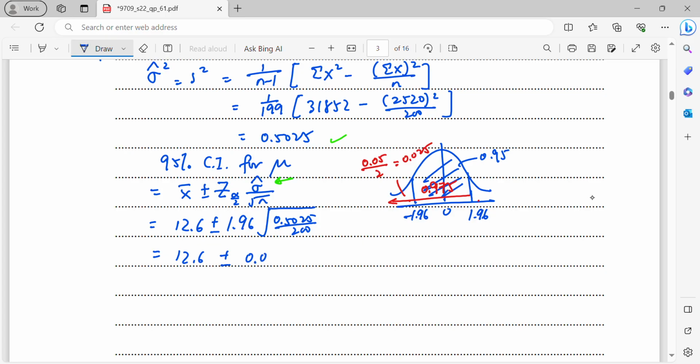Then you will be getting 12.6 plus minus the second term, which is going to be 0.09824. So here I give more significant figures as the working. When you use the minus for the calculation, I will get 12.5, correct to 3 significant figures. And when I consider the upper limit, which is counted by using plus, then I will get 12.7. That will be the confidence interval, 95% confidence interval for mu.